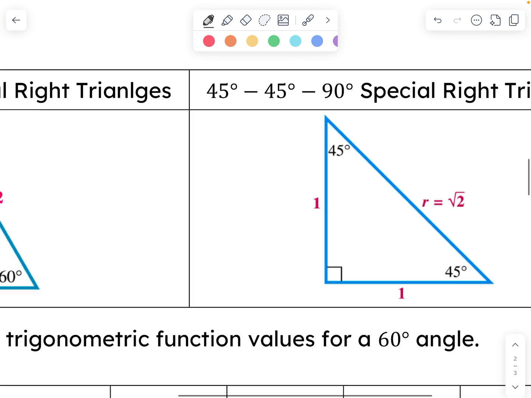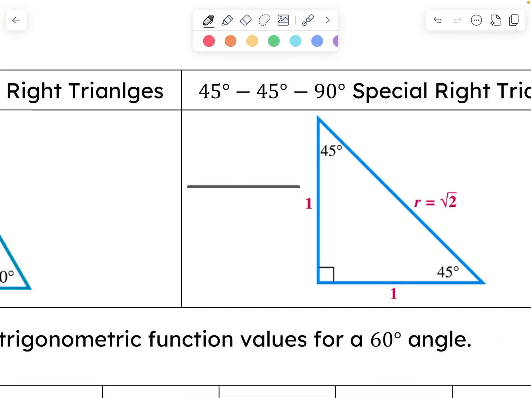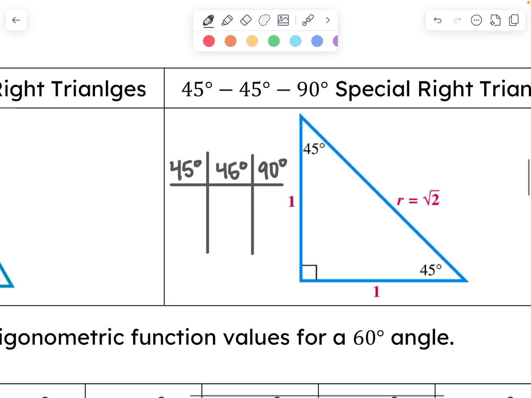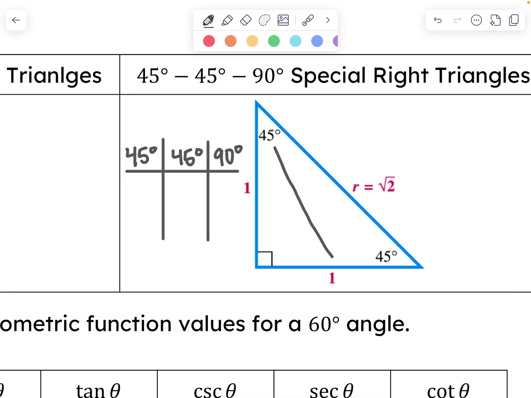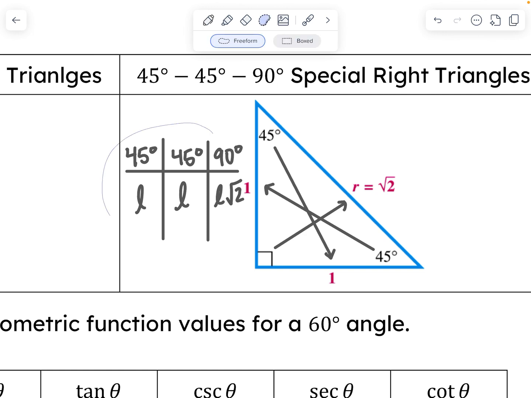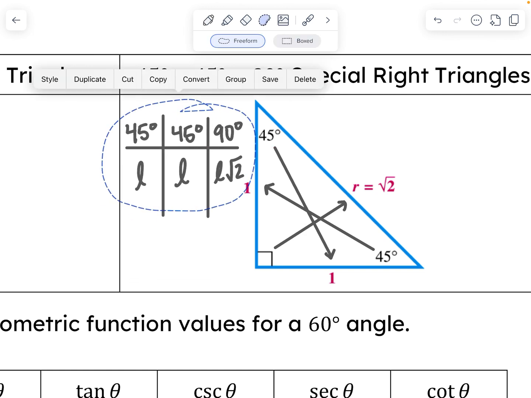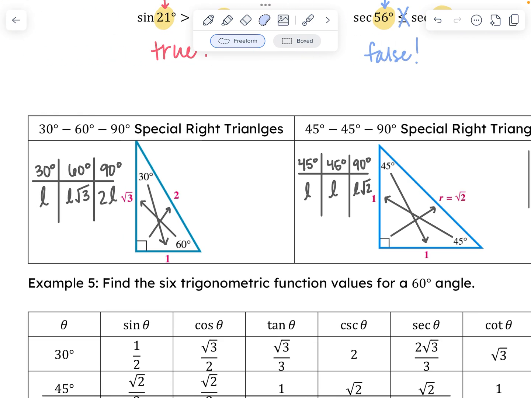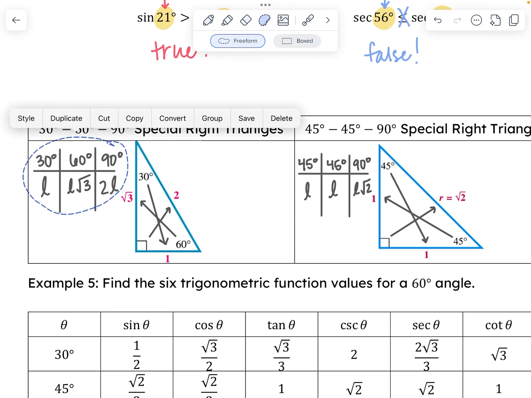Okay, you can make a similar table for your 45, 45, 90 triangle. So 45 degrees, 45 degrees, 90 degrees. If I'm looking at this triangle, you can see across from the 45-degree angles are both 1. So both of those would just be L. And then across from the 90-degree angle is the square root of 2. So that one would go up as L square root of 2 as our sides change. So there's our two ratios for how we work through our special right triangles.